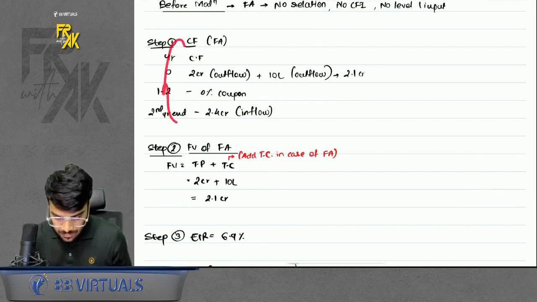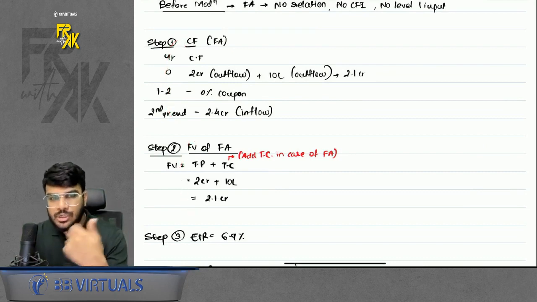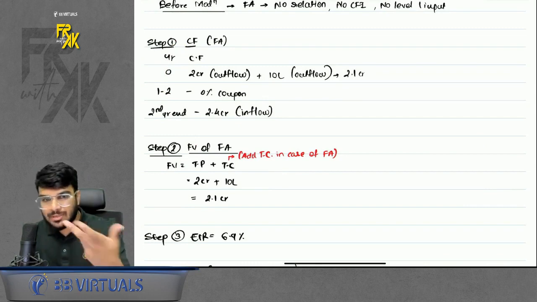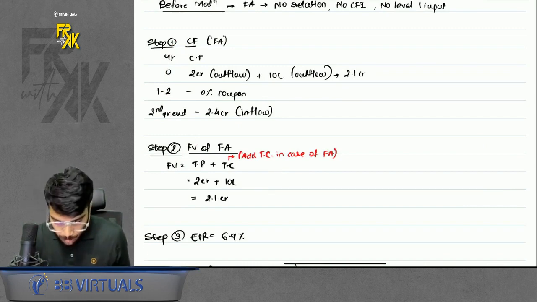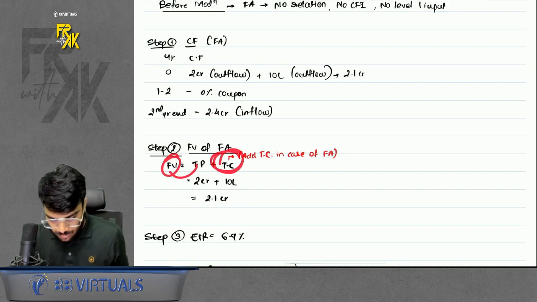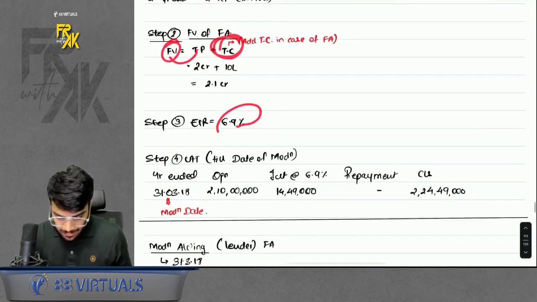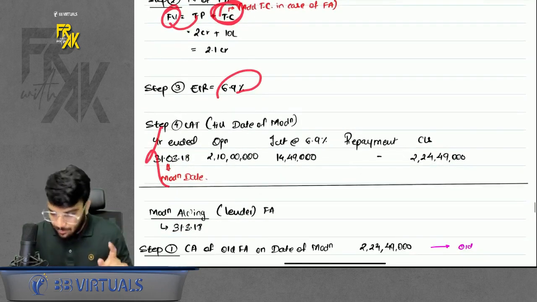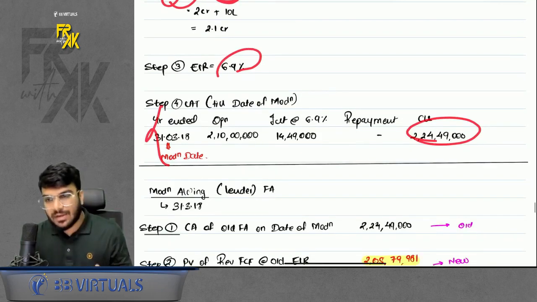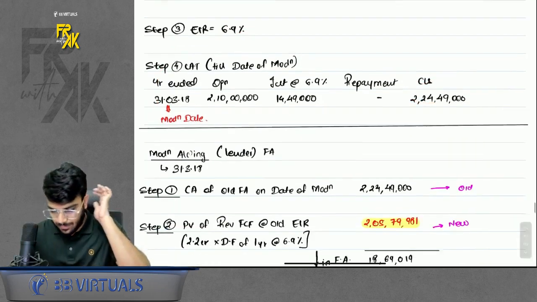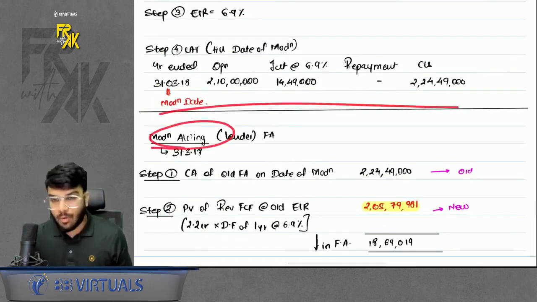So, you will say cash flows, fair value, because no relationship, no CFI, no level 1 input. You can assume the fair value. So, assume the fair value to be equal to TP, but there was TC also. So, add it. Okay. EIR is given, LAT you can prepare. LAT you prepare only for 1 year, because after 1 year, there is some modification happening. Done till year 1. Then modification accounting you will do.